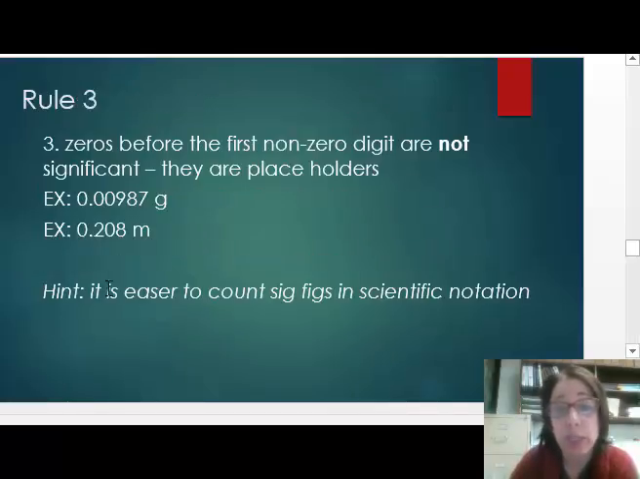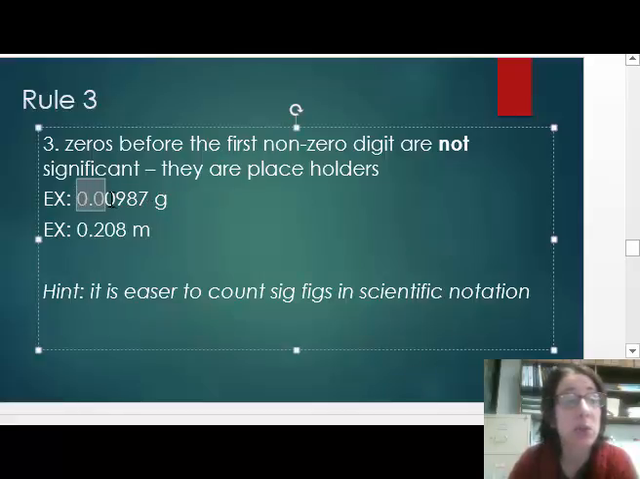The third rule is that zeros before the first non-zero digit are not significant. This can be confusing, but speaks in part to the fact that we care about the lower limit of measuring boundaries. For example, 0.00987, or 987/100,000 grams, has 3 sig figs, since the leading zeros do not count.